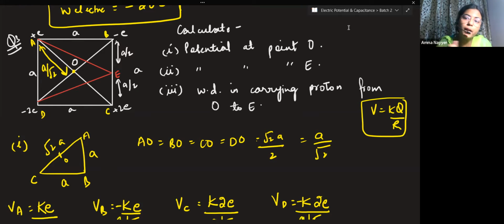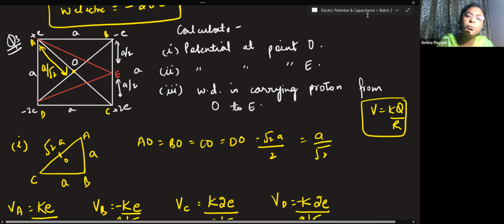Now, see, in the first part, we had to find out the potential at the center point O. In this, all the potentials got cancelled, because 2Ke by A by root 2 minus 2Ke by A by root 2 got cancelled. So it became 0. Now, in this second part, we have this point E, which is situated in the middle of BC. It means it is dividing this A into two parts, A by 2, A by 2. Now we have to find out the potential at this point.